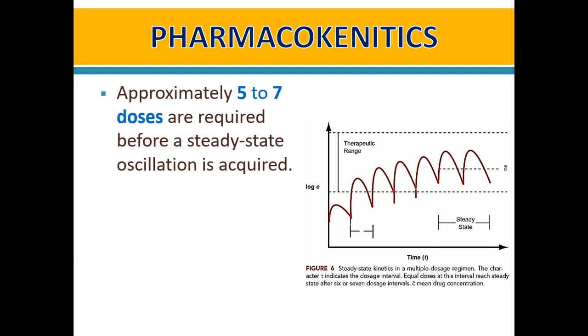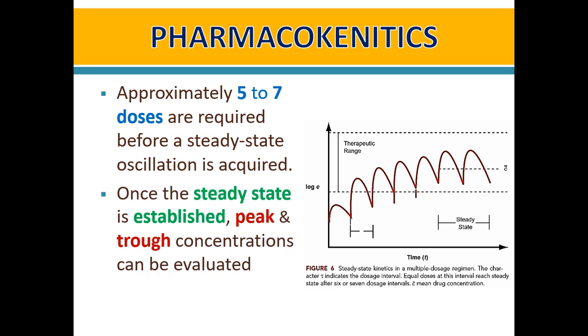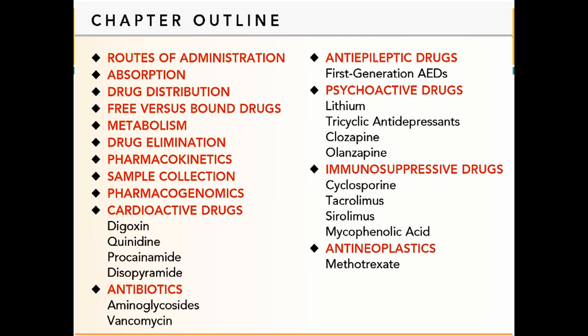So they should be maintained in their therapeutic range for a certain period of time. Approximately 5 to 7 doses are required before a steady state oscillation is acquired. Because, as we said, below or above the therapeutic range may lead to inefficacy or toxicity. So that's why they should only be within the therapeutic range. Once the steady state is established, that's when we determine the peak and the trough concentrations of the therapeutic drug. So that's it for the pharmacokinetics, which explains the other factors when to determine the concentration of the circulating free drug. Okay? For the pharmacodynamics and sample collection, that will be discussed in the next video.